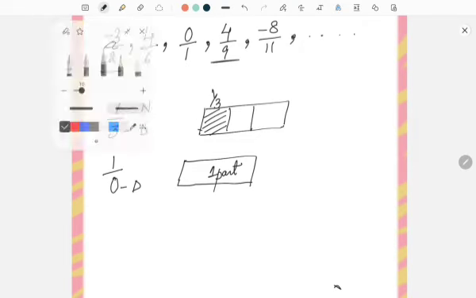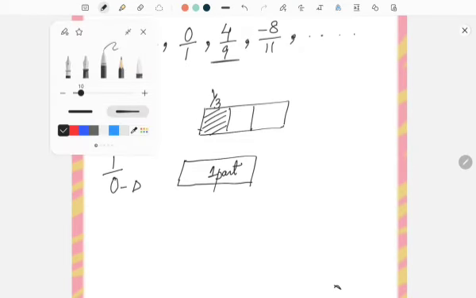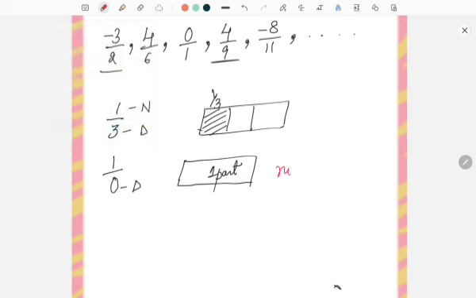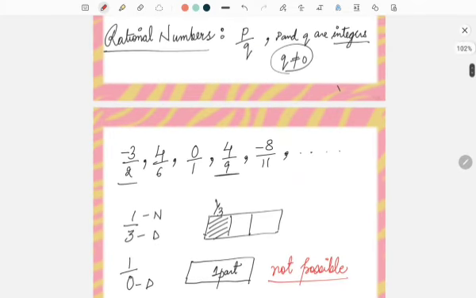So such a fraction is not possible. It is not possible for us to have a fraction with denominator 0. It is not possible for us to have a rational number with denominator 0. Okay, सबको rational number समझ आया?